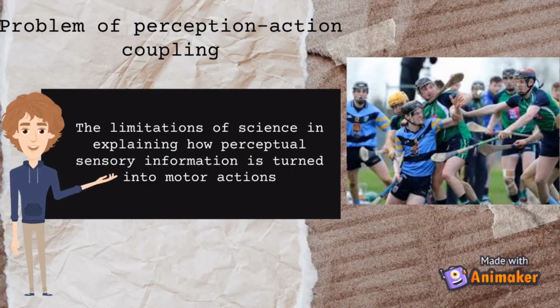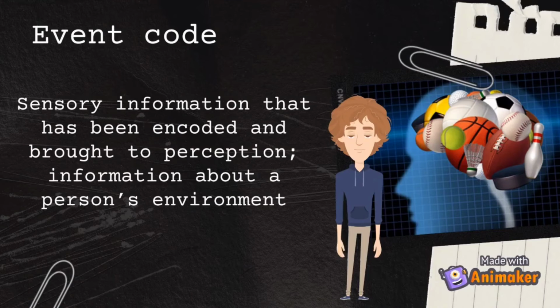Problem of perception-action coupling: the limitations of science in explaining how perceptual sensory information is turned into motor actions. Event code: sensory information that has been encoded and brought to perception, information about a person's environment.